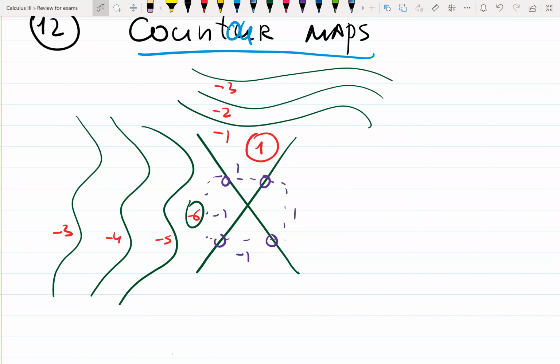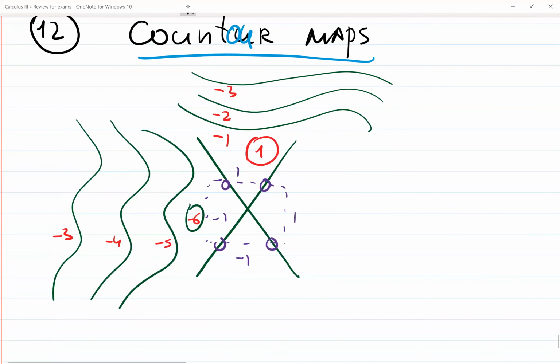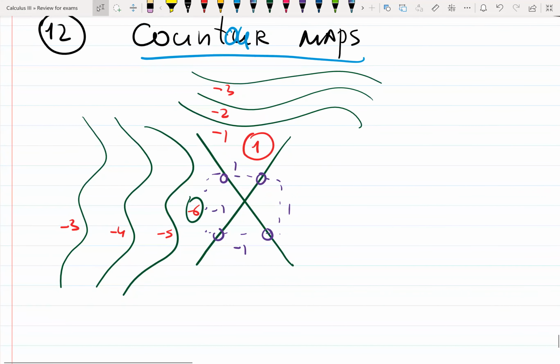So let me explain how to do this. I took time and learned it a couple of years ago. Contour maps are actually a pretty interesting idea, but it's annoying in the homework and on the test at the same time. Anyway, when you see a cross like this, that's a saddle point. So it's nice to know that, at least that is fast.